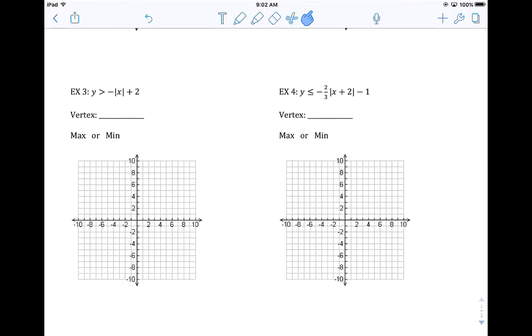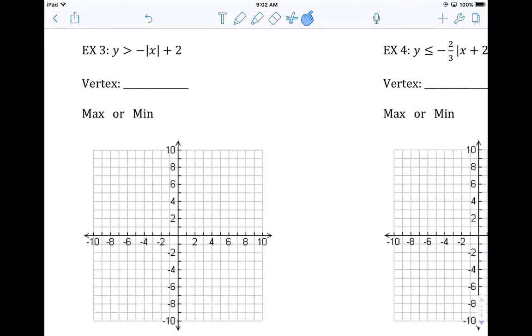All right, let's try a couple more that have some more complex transformations to them. So this time we have a negative in front, so that tells us we are reflecting over the x-axis. And then we're adding 2 outside of those absolute value bars, so that's a vertical movement. And when it's a vertical movement, we do exactly what it says. So since it's positive, we're moving up.